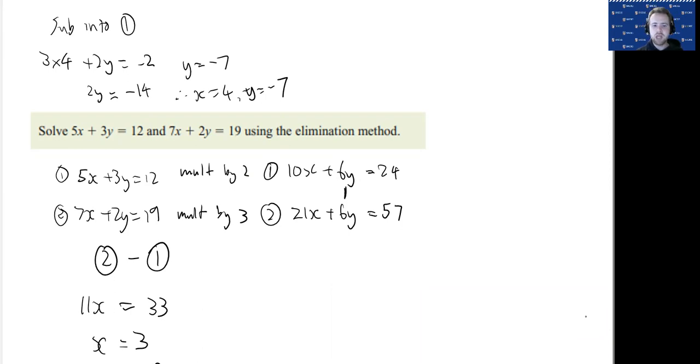Okay, and then for elimination, like we've just done, you need to make sure those coefficients match up before you eliminate. So it's up to you which method you choose, but it's worth practicing both so that you can use both, because sometimes it's much easier to do elimination than substitution, and then other times it's much easier to use substitution than elimination.